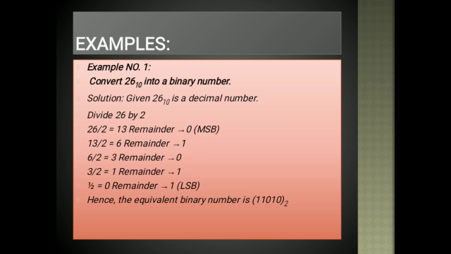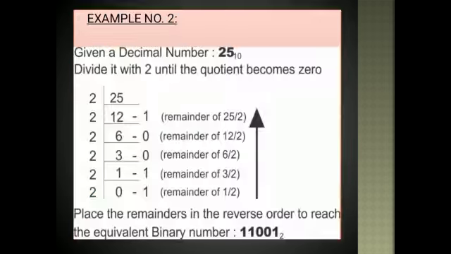26 base 10. Let's convert it into a binary number. First of all, 26 must be divided by 2 and so on till the quotient is 0, and then the remainders can be written as 11010 base 2. We have another example. To convert 25 into a binary number, we divide it by 2, and the remainders we write as 11001 base 2.